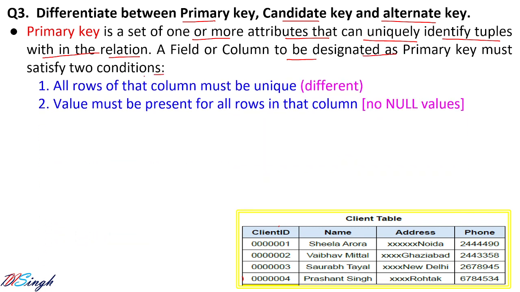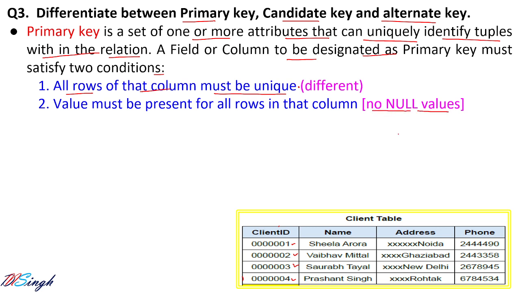Okay, a field or column to be designated as primary key must satisfy two conditions. What are those two conditions? All the rows of that column must be unique. What does it mean? Different. So the values in all the rows must be different from one another. A value must be present for all the rows. What does it mean? No null values.